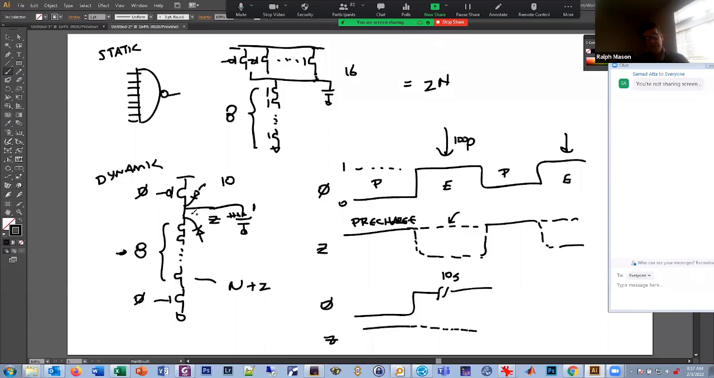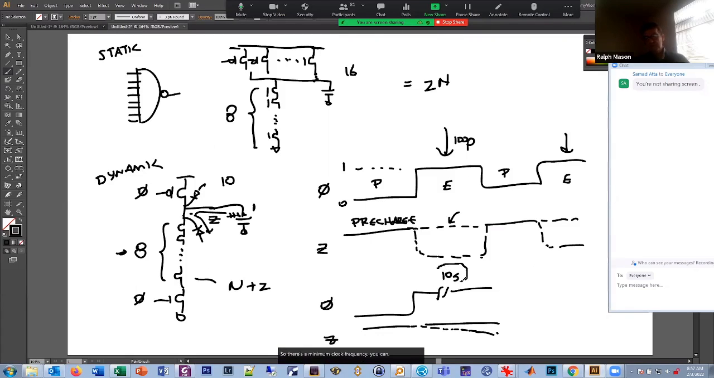Connected to ground, and they will leak. They'll cause a little bit of leakage. It's only like picoamps, but eventually this decays. And as it decays, instead of staying high, our noise margin goes down. If it goes low enough, it doesn't even look like a 1 anymore. So there's a minimum clock frequency.